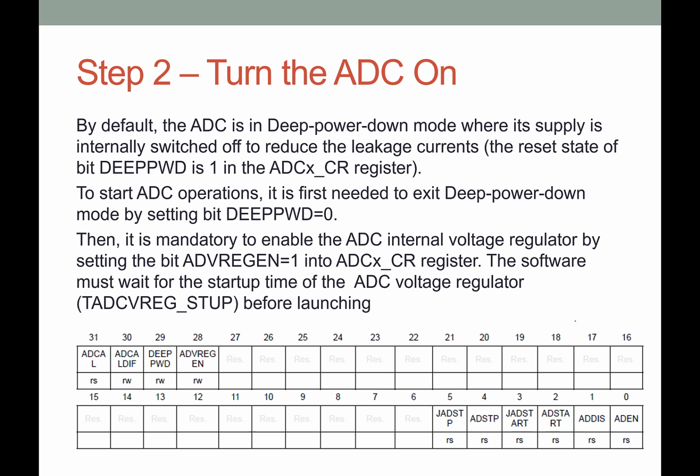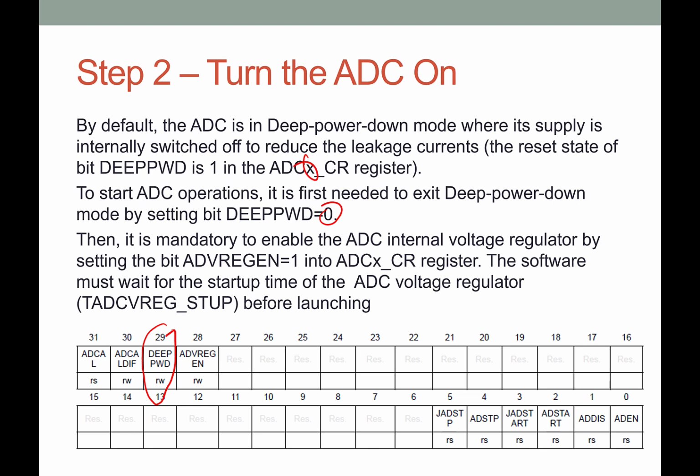So here it is. It says, by default, the analog to digital converter is in the deep power down mode, where its supply is internally switched off to reduce the leakage currents. It says the reset state of the bit deep power down is 1 in the ADCX, where X is whichever one you're using. So ADC1, CR register for us. To start these operations, it is first needed to exit deep power mode by setting that bit to 0. Notice that bit is right there. By default, it's 1, and it needs to be set to 0.